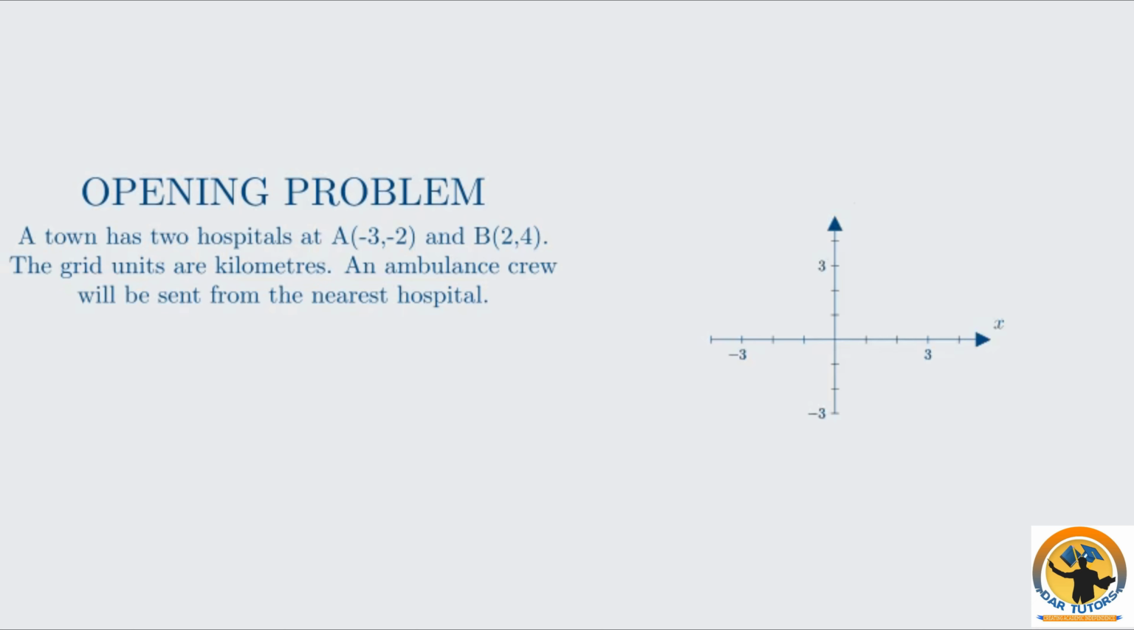Visualizing this on a Cartesian plane helps us understand the geometry of the problem. This problem will lead us to the concept of the perpendicular bisector, a line that defines all points equidistant from the two hospitals. We will return to solve this problem later in the video. We'll start by reviewing the basics of lines in the Cartesian plane.